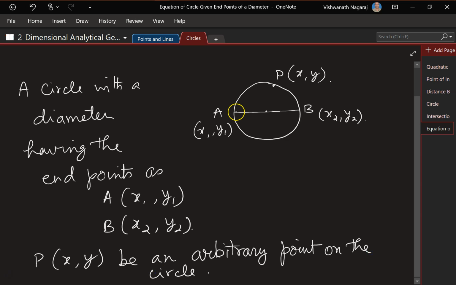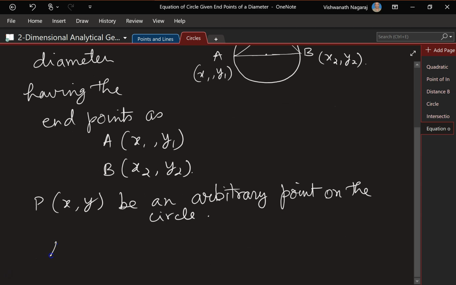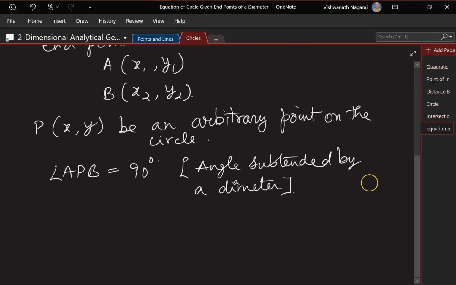Now if we connect AP and PB, you will notice that this angle is going to be a right angle. Angle APB is equal to 90 degrees, the angle subtended by a diameter. So AP is perpendicular to PB.